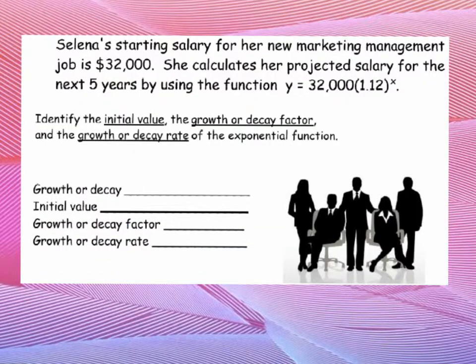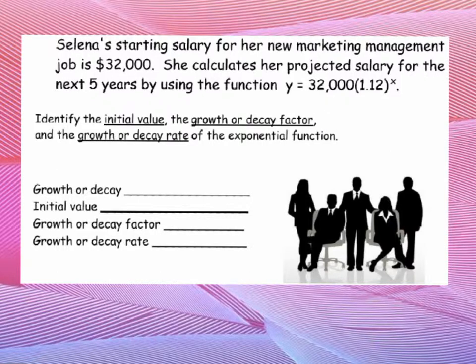Okay, let's try looking at a real-world example and see if we can identify the necessary components. That would be the initial value, growth or decay factor, and then the growth or decay rate. So let's take a look. Selena's starting salary for her new marketing management job is $32,000. She calculates her projected salary for the next 5 years by using this function. $32,000 is what she's going to start at, and this is going to be her rate.